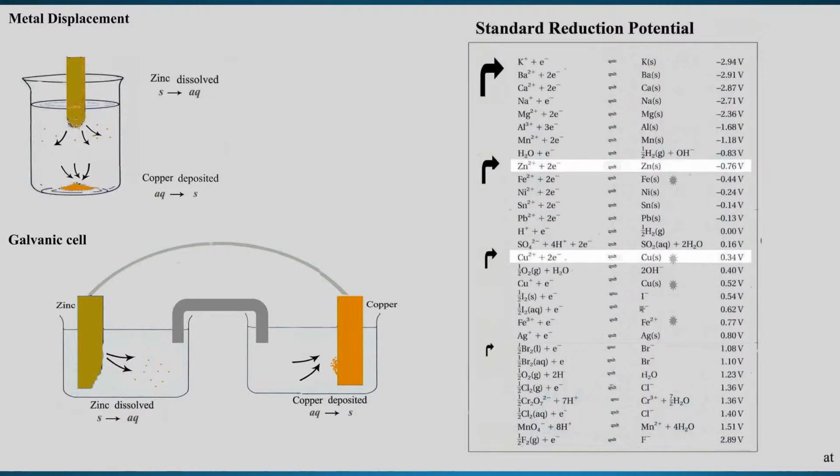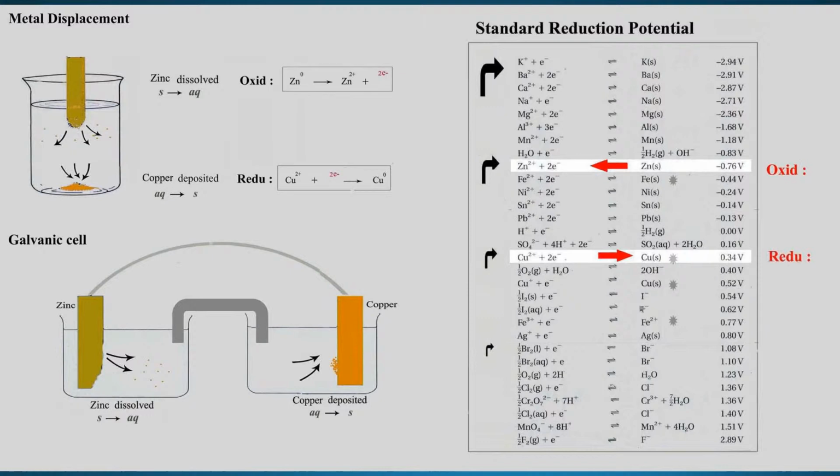We look at the standard reduction potential table at the top. How do we do it? Remember the rule? Oxidation, reverse arrow. Zinc from solid becomes aqueous. Copper from aqueous becomes solid. Reduction. So we can put it onto the top.